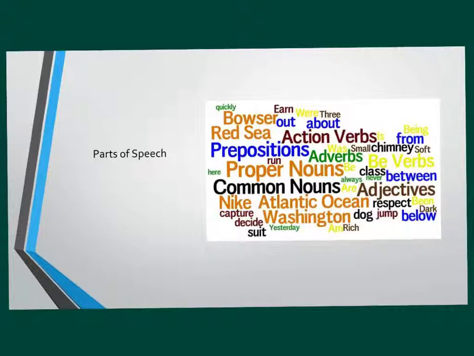So I just took some basic verbs, basic nouns, and basic prepositions and threw them into a word cloud. You could use this again as a visual representation of your parts of speech.